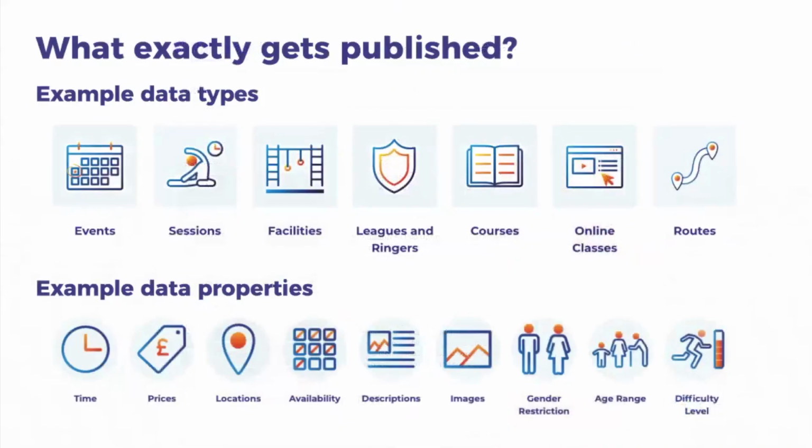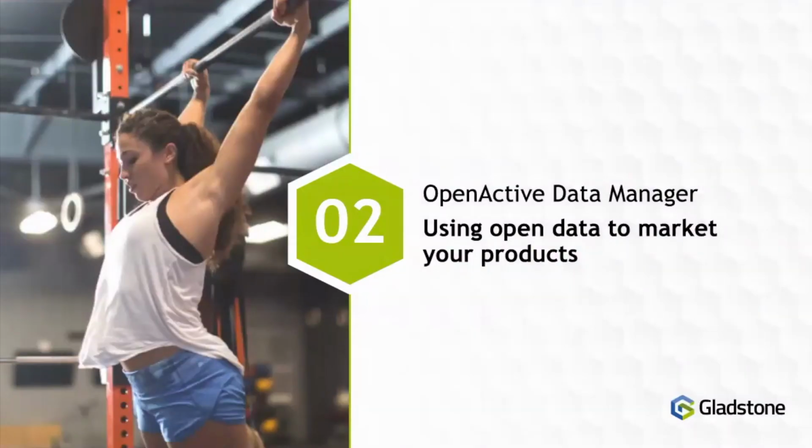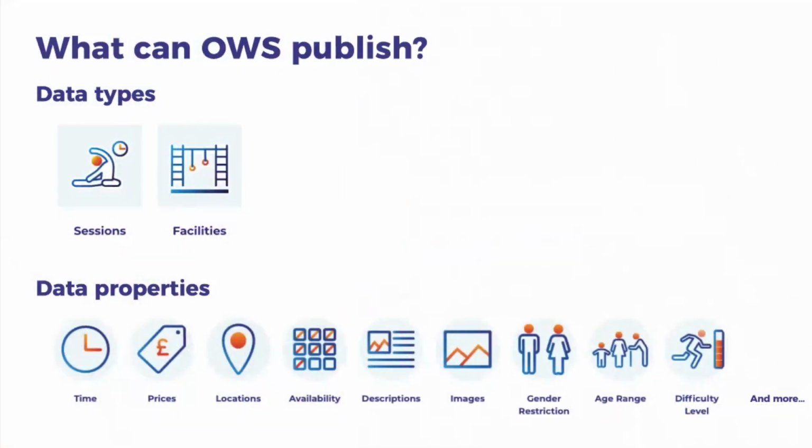So I'm just going to go through a few examples of what this looks like. Specifically, what you can publish from OWS, Open Active Web Services, which is the Gladstone product that allows you to make your data openly available and feature in all of these services, is sessions and facilities. To answer the question from before, we don't include courses yet in this. That's a feature that I think is to come. But at the moment it's just the sessions and facilities.